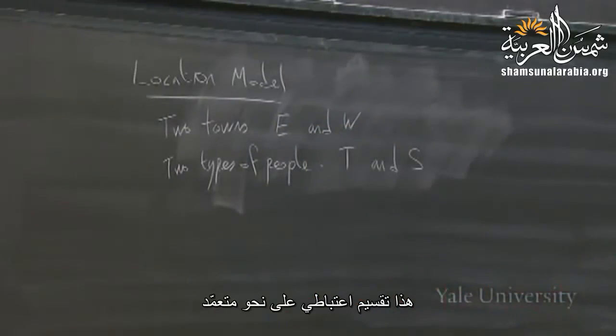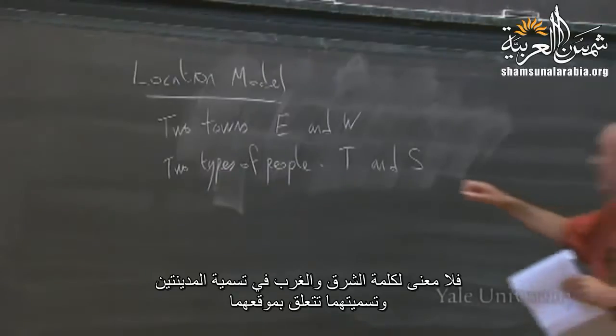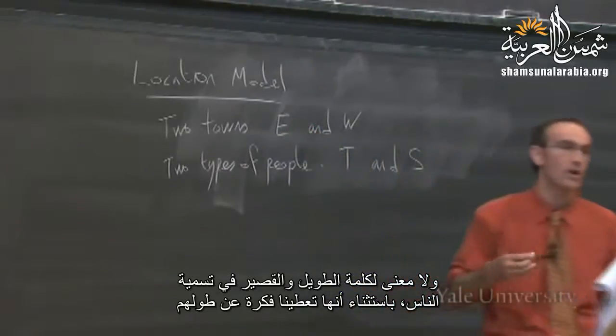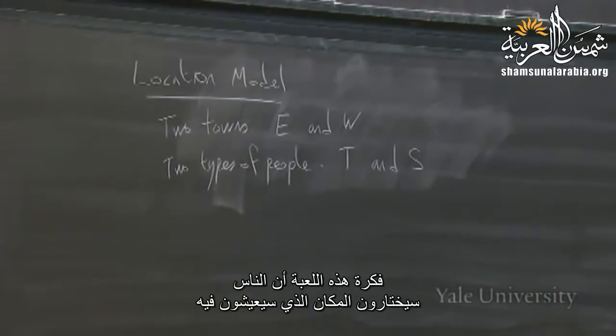All right? And deliberately, this is arbitrary, right? East and west seems kind of meaningless, or almost meaningless nomenclature for the towns, except I guess it says something about where they are, and tall and short is a pretty meaningless nomenclature for the people, except as it says something about how tall they are. All right? The idea here is that people are going to choose where they live.